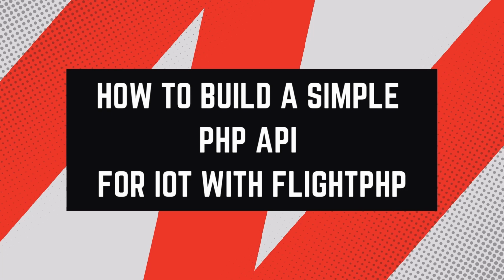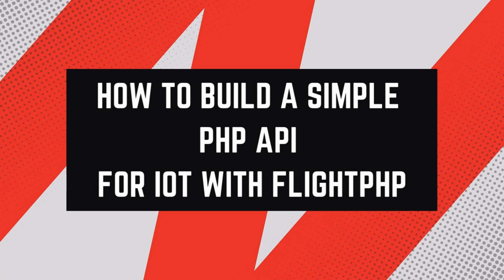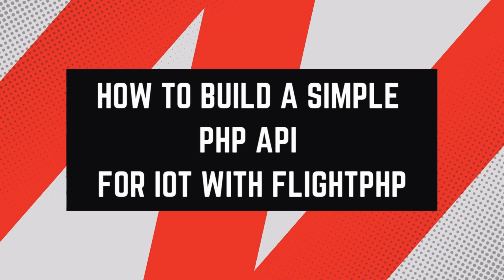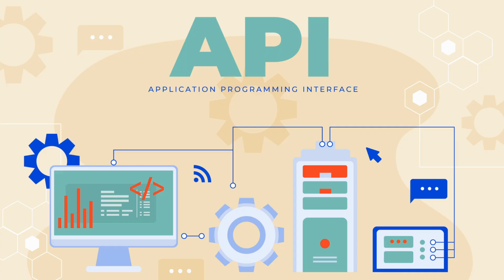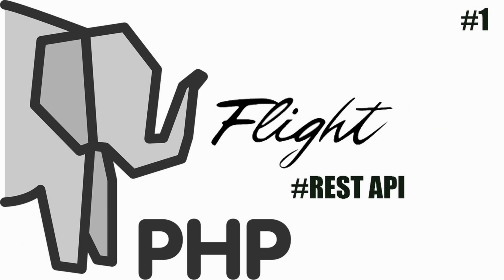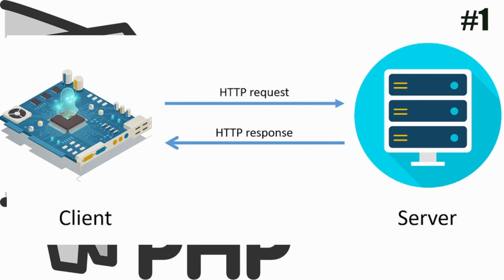Today, I'll show you how to build a simple and lightweight REST API using FlightPHP, perfect for IoT projects, like sending temperature and humidity data from an ESP32 to a server. If you're working with IoT, you know how important it is to have a backend system. We'll set up a simple API using FlightPHP, which will handle HTTP requests from our IoT device.